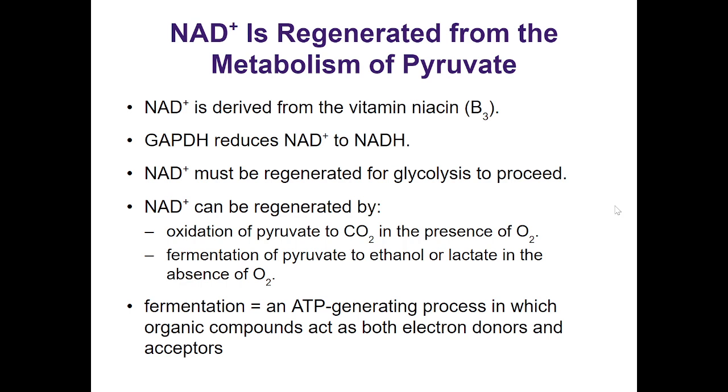NAD+ can be regenerated a number of different ways, actually, but these are the big ones that we need to concentrate on for the metabolic pathways we're looking at. The oxidation of pyruvate to CO2 in the presence of O2, that's one of the big ones. The fermentation of pyruvate to ethanol or lactate in the absence of O2. Ethanol being the one that you get for the fermenting bacteria and the fermenting yeast and stuff. You know, the beer.